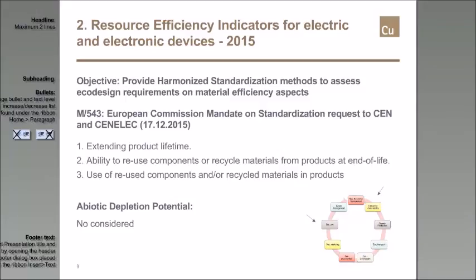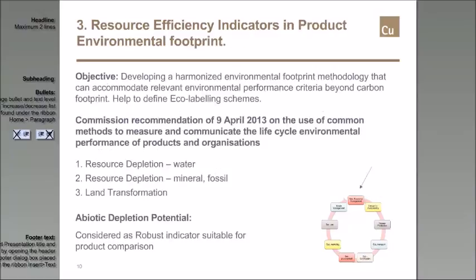Abiotic depletion potential is not considered, and again, if we come back to the wheel, we see two clear steps. They target design for sustainability, but also sustainable use. And I would like to introduce the third initiative that actually tries to quantify resource efficiency in products, and that is the product environmental footprint. This initiative is based on life cycle assessment and tries to create a system that is able to benchmark products, to compare products, that could eventually be included in eco-labeling schemes.